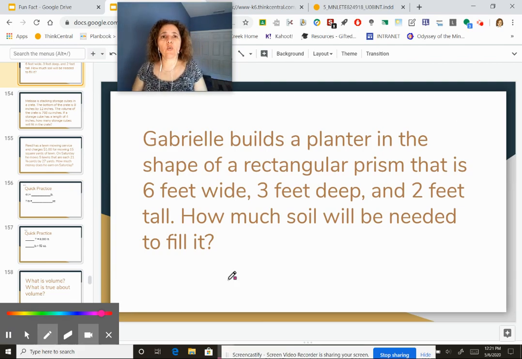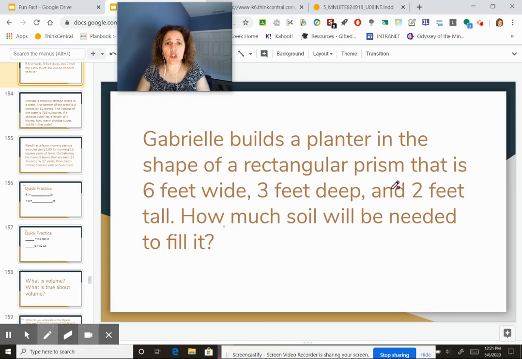Okay, let's look at our next word problem. Gabrielle built a planter in the shape of a rectangular prism that is 6 feet wide, 3 feet deep, and 2 feet tall. How much soil will be needed to fill it?